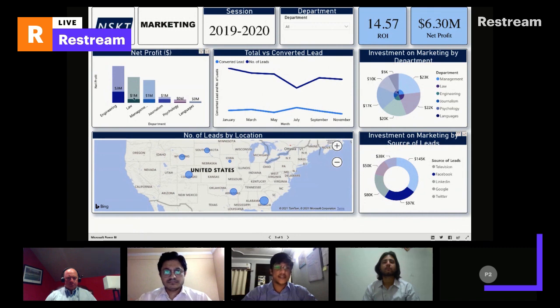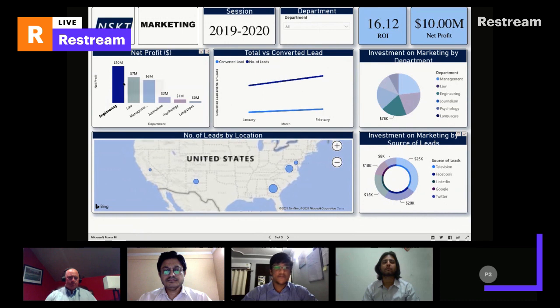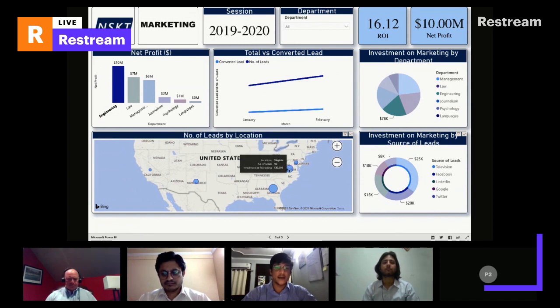Now if I want to see the same data department wise, I would click on engineering, and right here we have the investment that we have made into different marketing firms for engineering. Down here we also have the number of leads by location. Say here in this sample data set, Virginia has 90 leads, and the investment on marketing for the same has been $10,000.